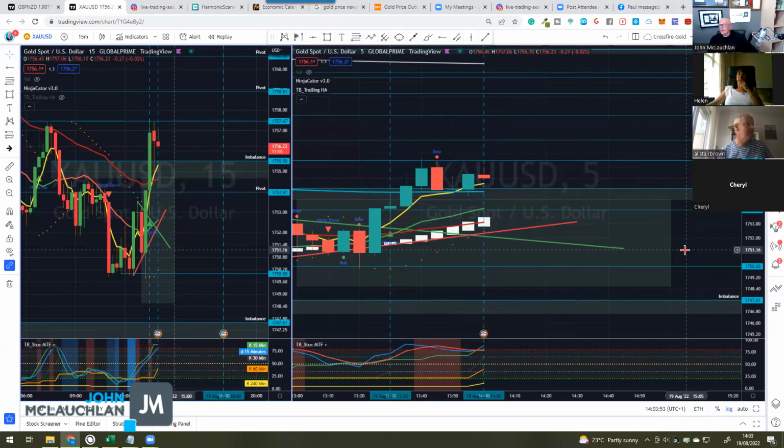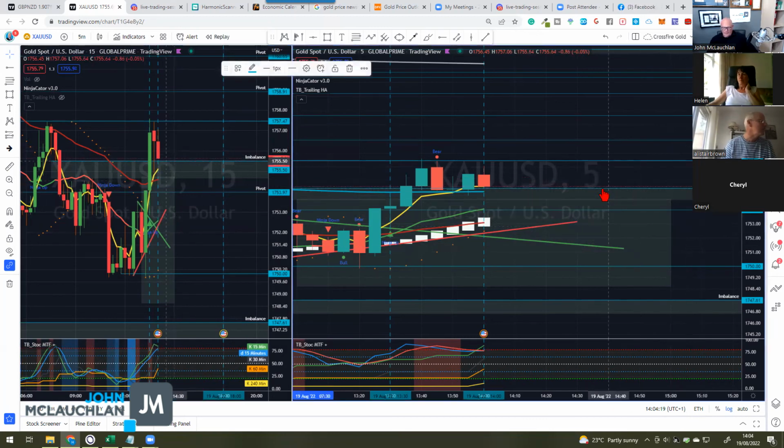Right, I want to stay on for about another few minutes just to see what this candle does. And it'll be interesting to see which way price moves. Anyway, so we've got rid of that imbalance.